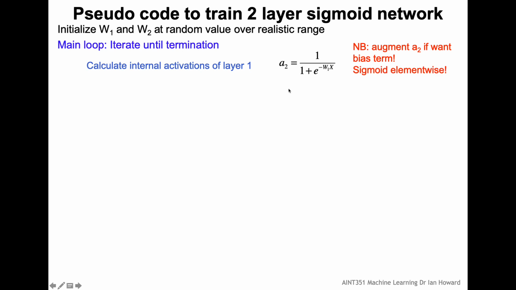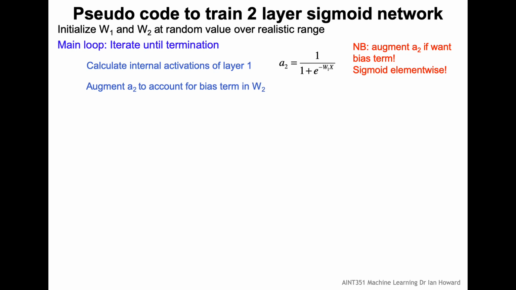And when we're calculating this activation, this is an element-wise sigmoid, right? So if you implement this, you need to make sure that you actually do element-wise calculations, because it's basically for every value going in here, we individually use this nonlinear function on them.